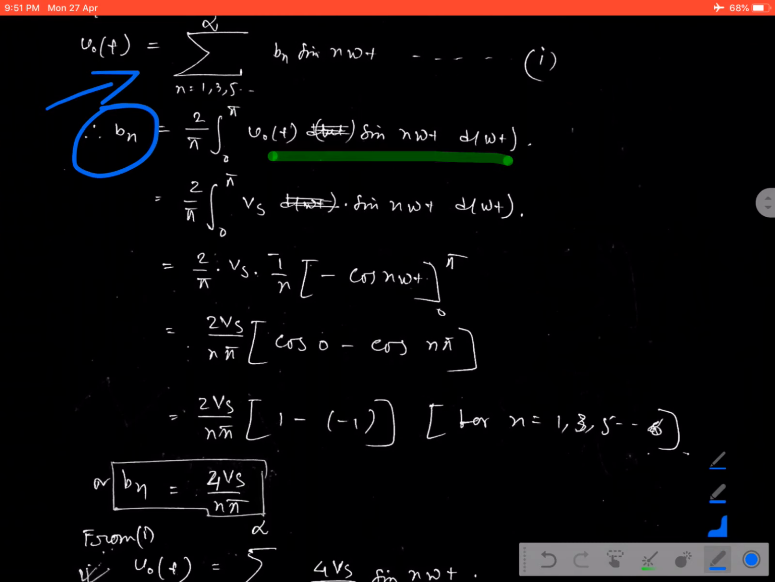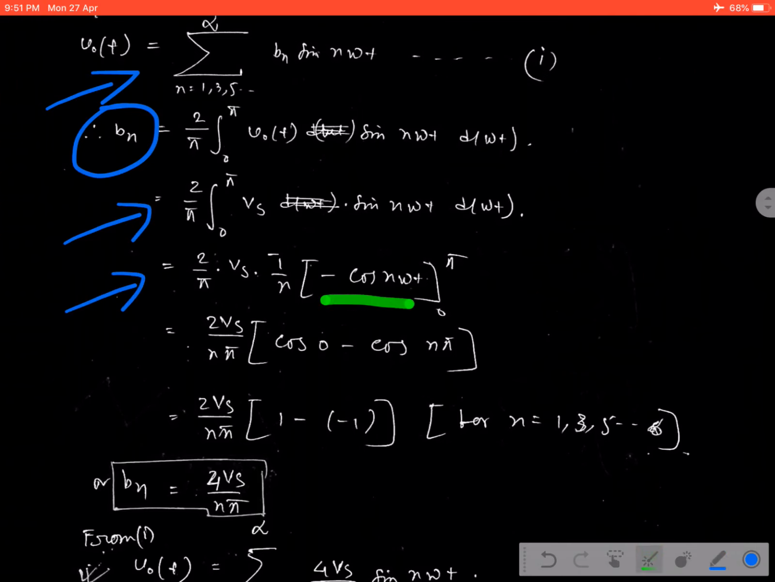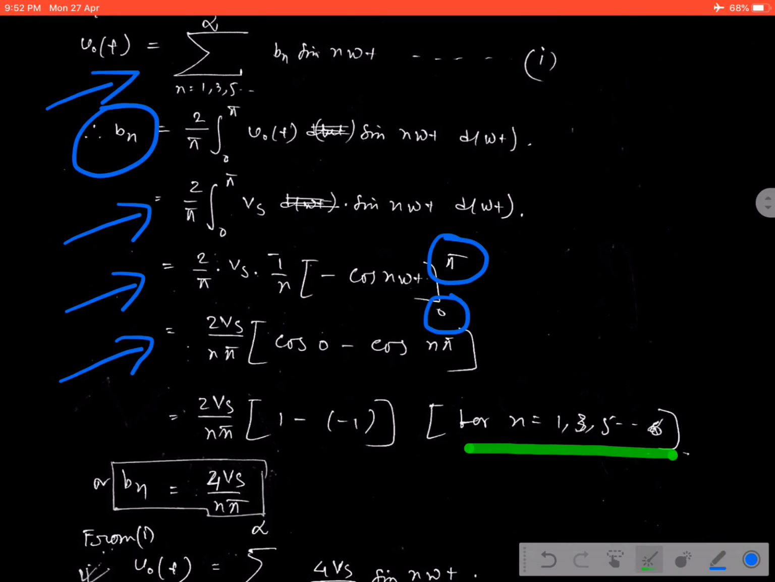After simplification, we will get the result, and we know the integration of sin omega t gives minus cos omega t. That is why it is replaced by this term minus cos omega t, and for the integrating part we get 1 by n. After considering the lower limit 0 and upper limit pi, we have the value cos 0 minus cos n pi, as it is half wave symmetrical. That is why n should be an odd number.